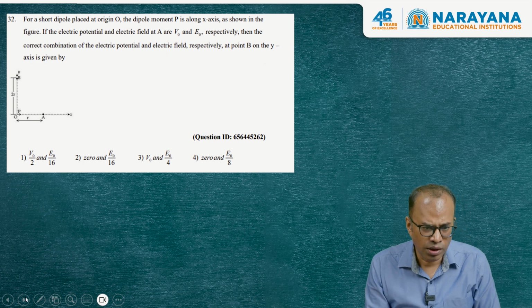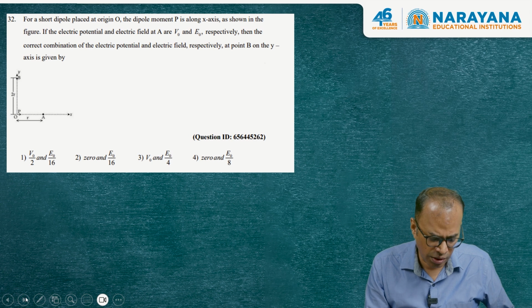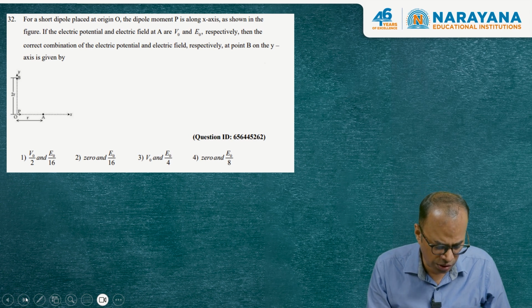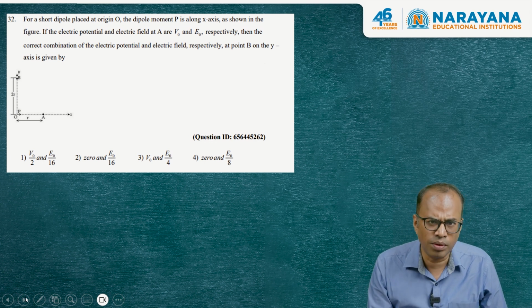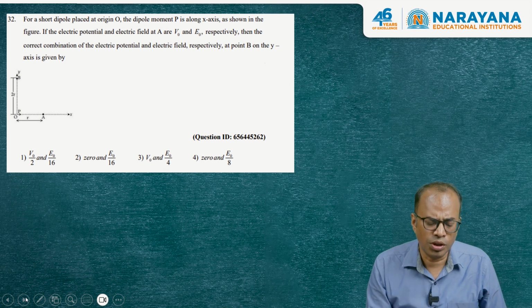Now this is another interesting question. This time JEE Main have actually improved a lot, and they have really given nice questions. They are not direct one step questions, they are giving multiple step questions. This is a very interesting question. So we are given a short dipole.